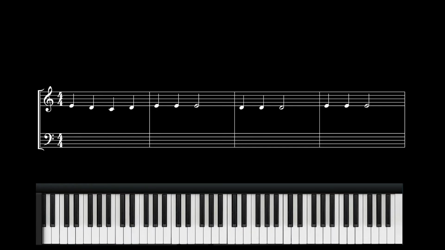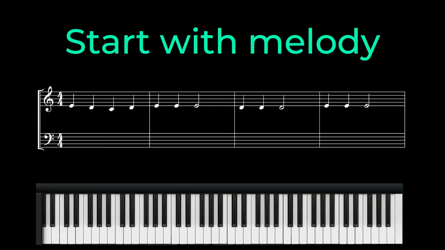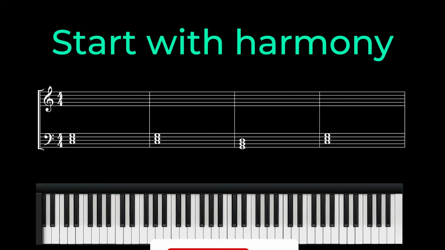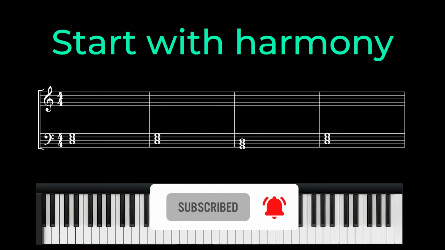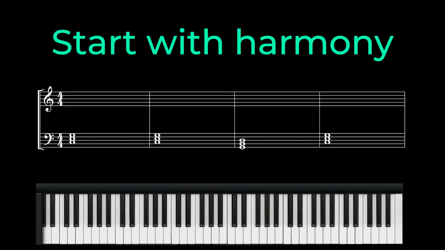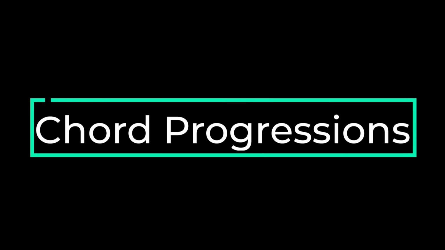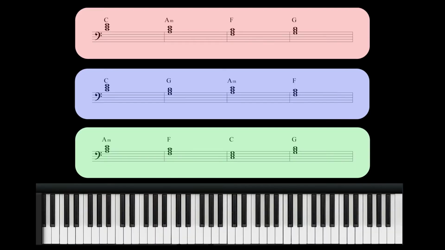When writing music, you can either start with the melody first and then work out the harmony afterwards, or start with the harmony first and then compose the melody based on the chords chosen. I'm going to do the latter today, starting with a chord progression, which I'll then add a melody to. So I've got 3 common chord progressions here, all in the key of C major, which you can choose from for your piece.